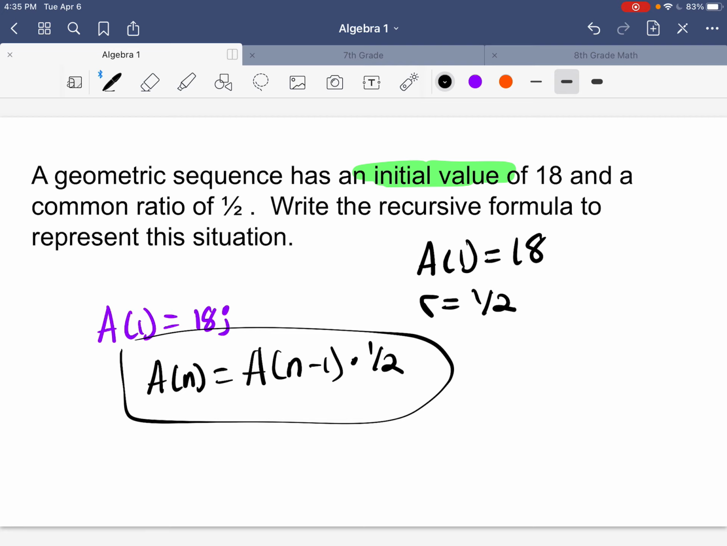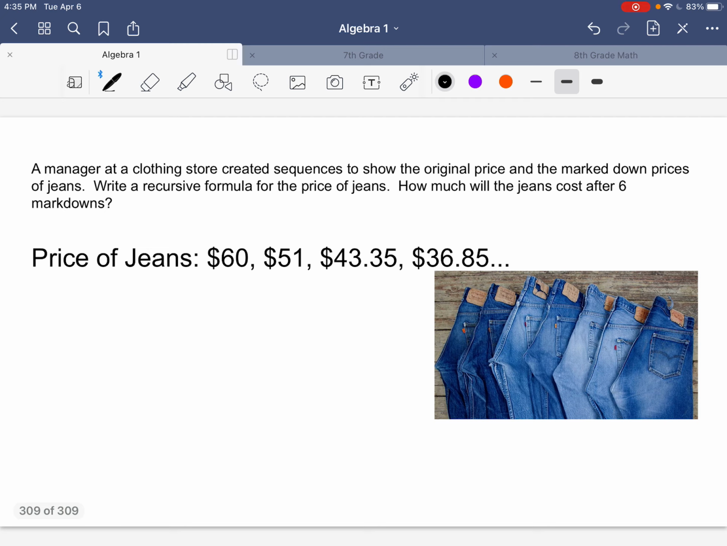Awesome. Last slide coming up. A manager at a clothing store created sequences to show the original price and marked down prices of jeans. Write a recursive formula for the price of jeans. How much will it cost after 5 markdowns? Okay. So we need two things. We need a common ratio, and we're going to identify the initial value A1, A2, A3, A4.